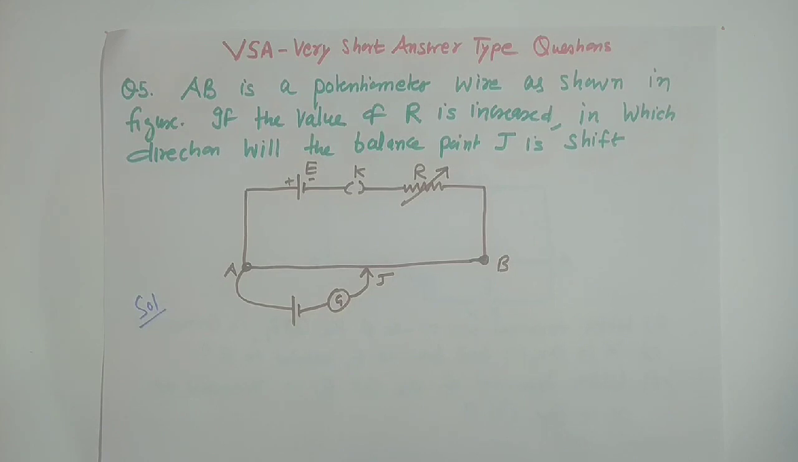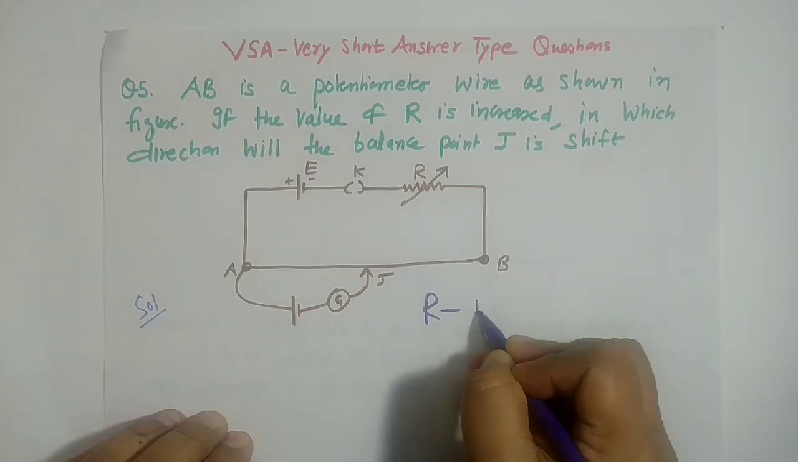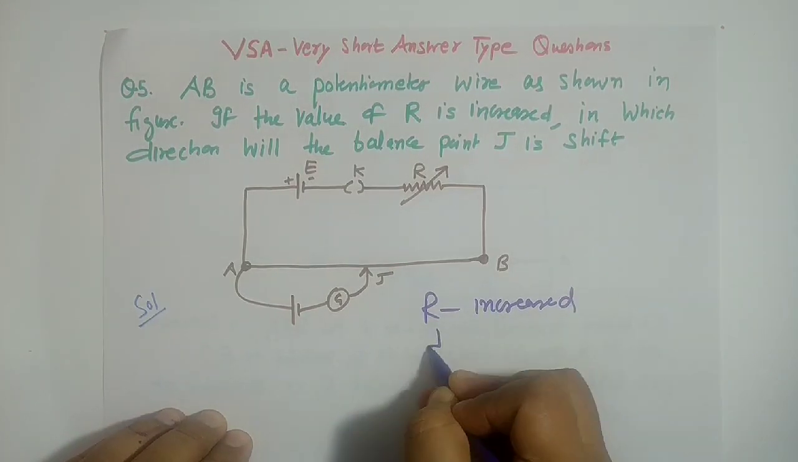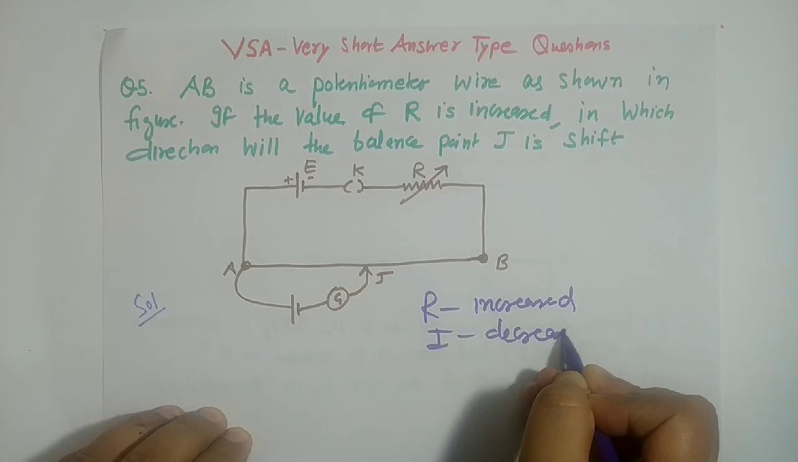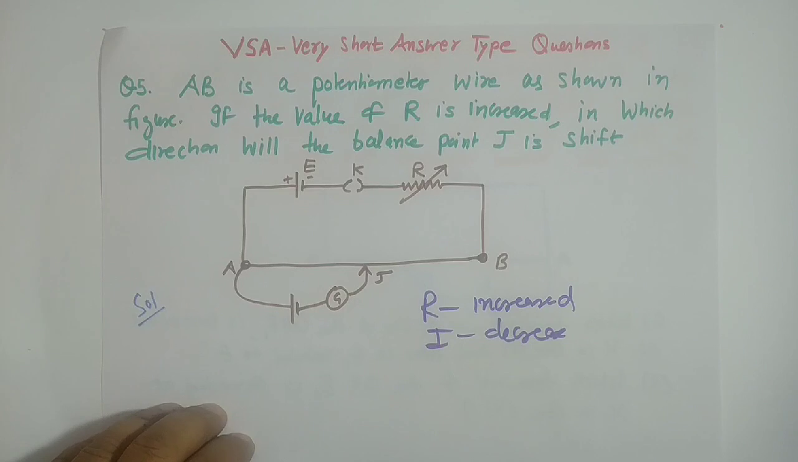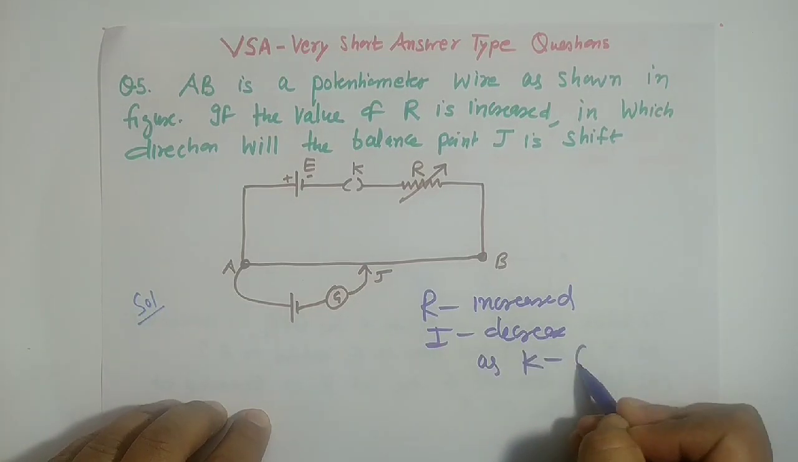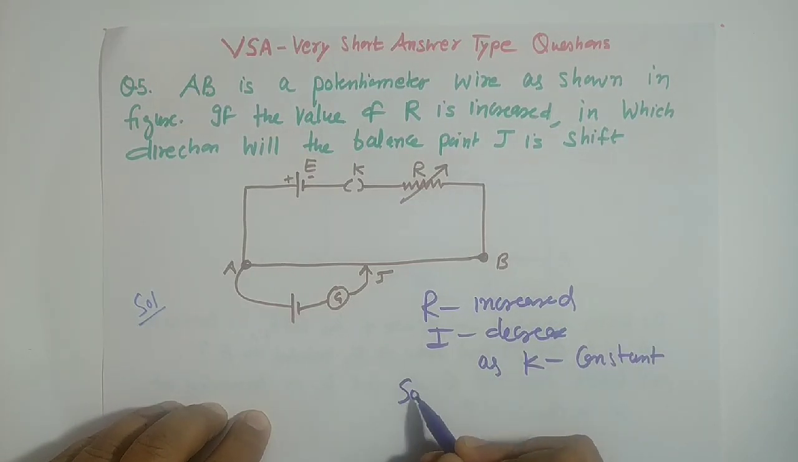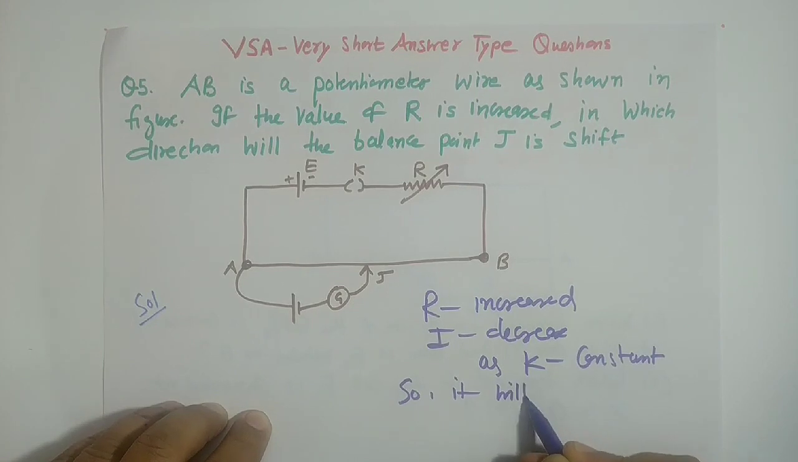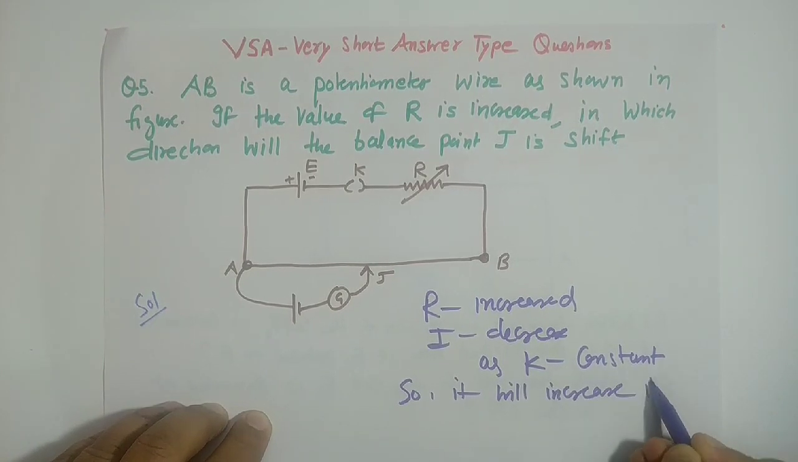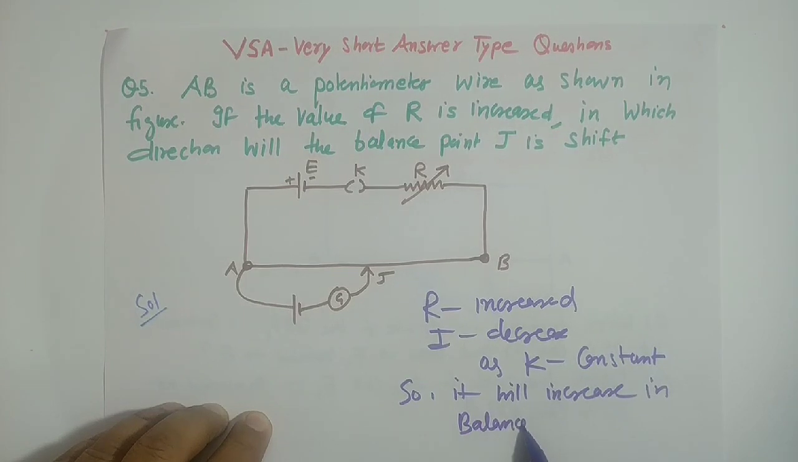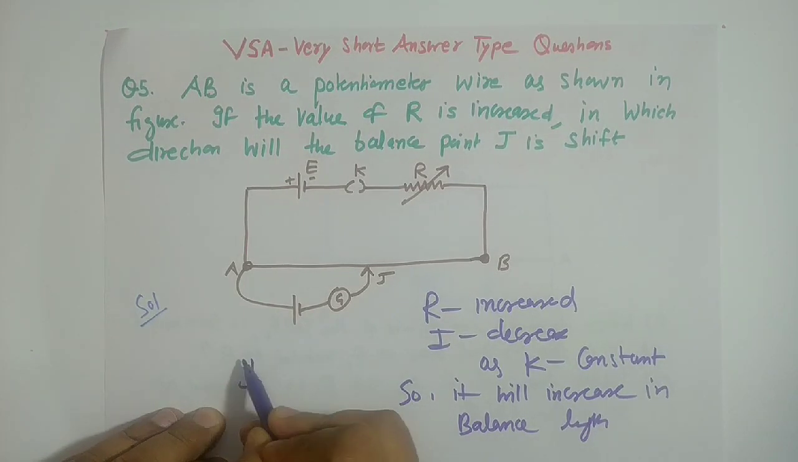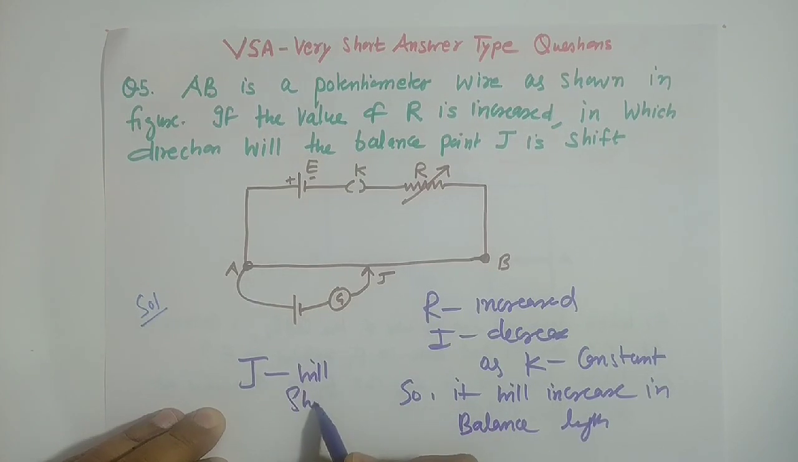If R is increased, the current will decrease. Certainly the current decreases. And K, the potential gradient, is constant, so it will increase the balance length. So the balance length will increase, and ultimately J will shift towards B. So this is the answer, towards B.